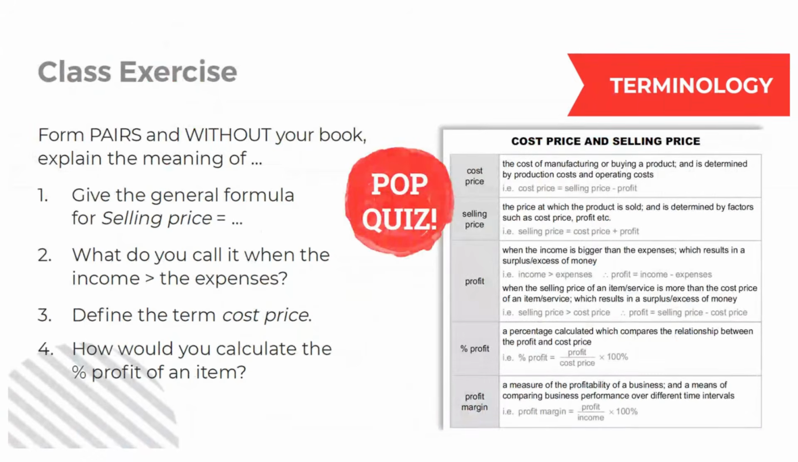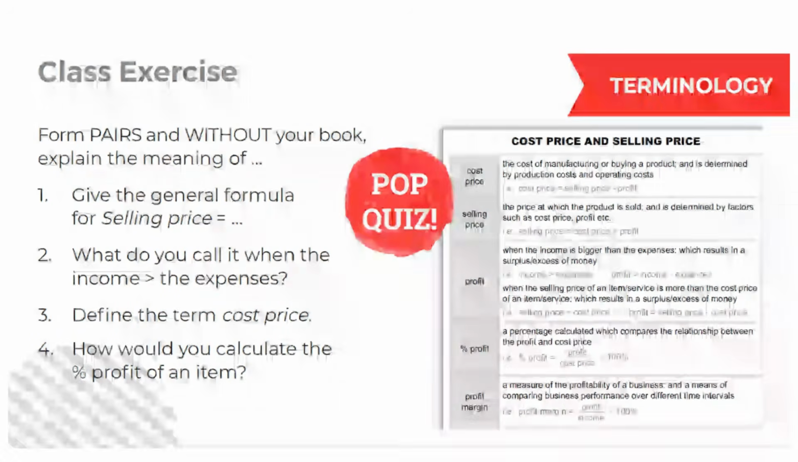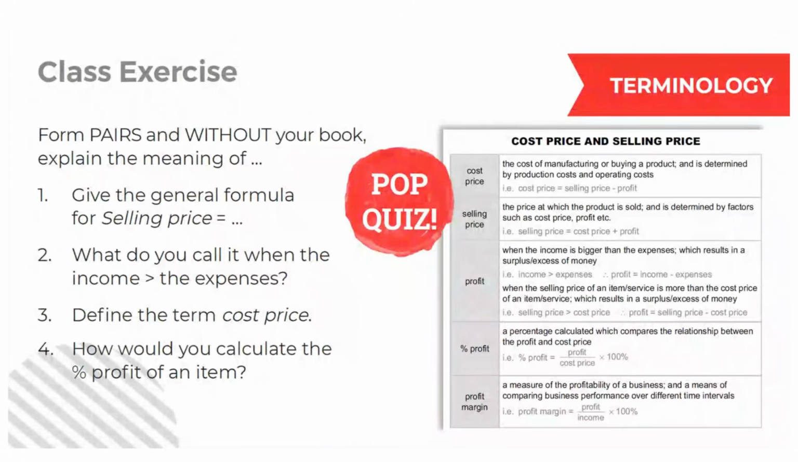Okay, so here I've included a quick class exercise that you can use as a pop quiz on cost, price and selling price. Learners can form pairs, and without their books, they can ask each other, for example, give the general formula for selling price. What do you call it when income is greater than expenses? What's the cost price? And calculate the percentage profit of an item.